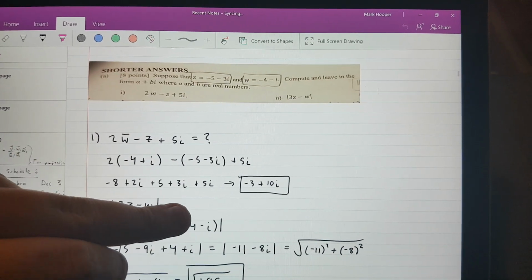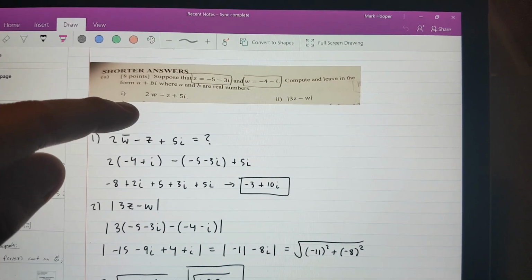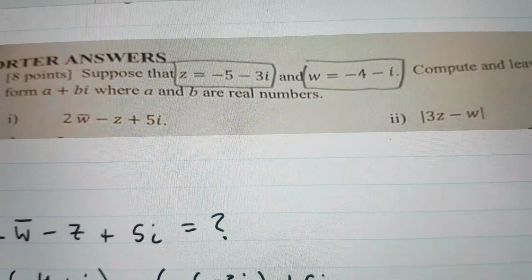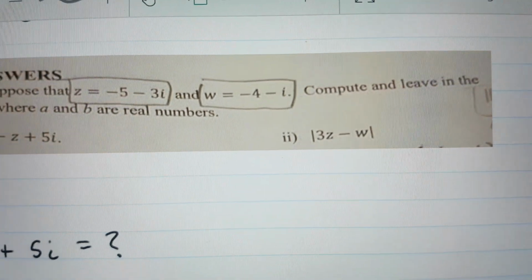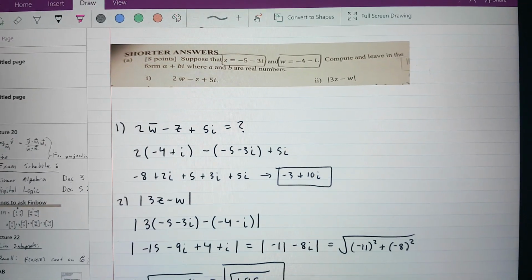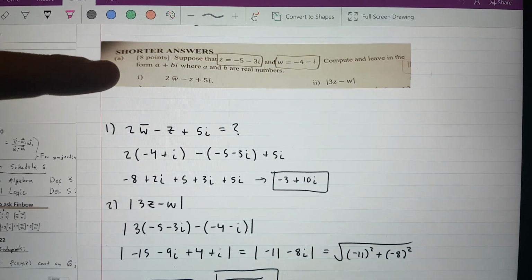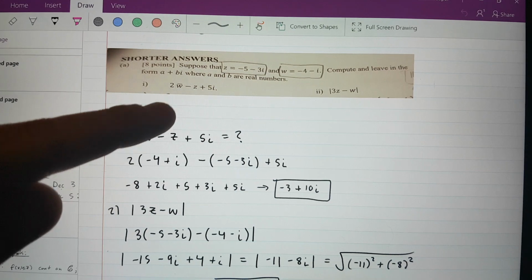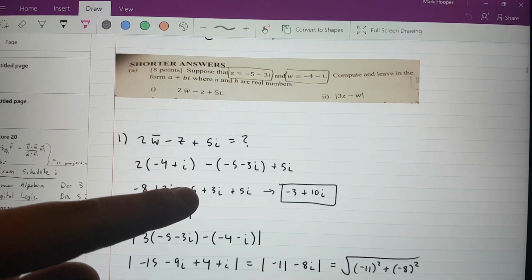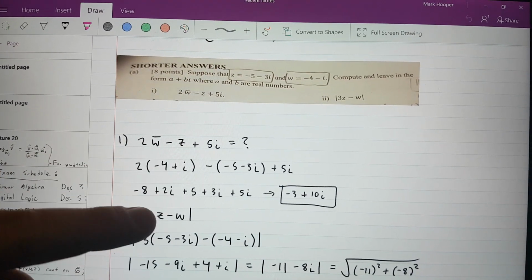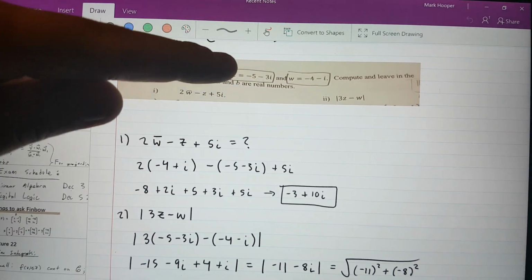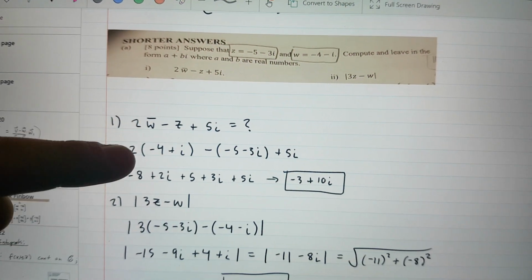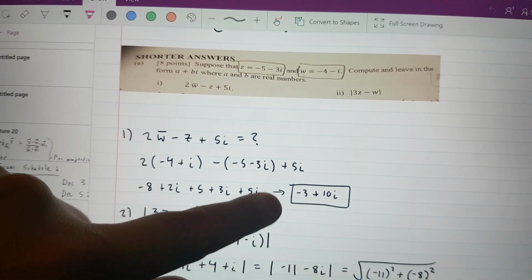Alright, so shorter answers. We're going to do some complex number arithmetic here. So we've got z equals minus 5 minus 3i, and w equals minus 4 minus i. And we want these different results in the form of a plus bi. So 2 times the complex conjugate of w minus z plus 5i. Just remember the complex conjugate, you're going to flip the sign on the imaginary part. And so you go ahead and multiply this out. You're going to get this answer.